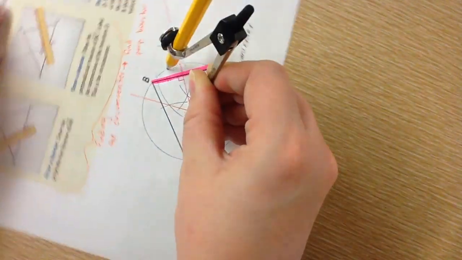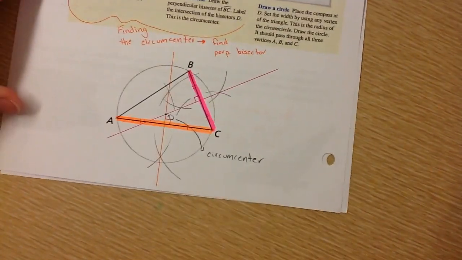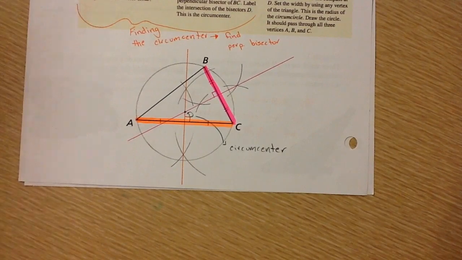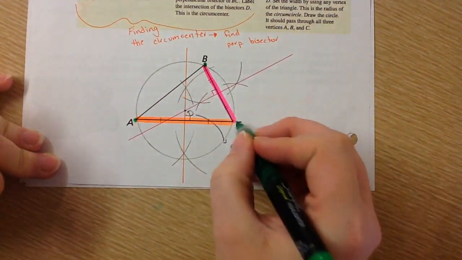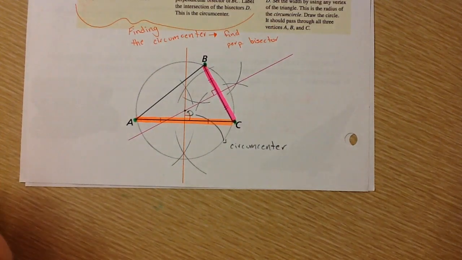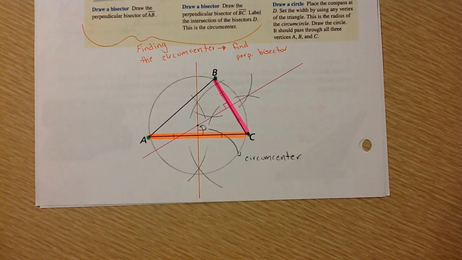I'm just going to turn my page. That's the easiest way to draw that circle. If you notice, now all three of those points, point A, point B, point C, all lie on that circle. So now I have circumscribed a circle about that triangle.